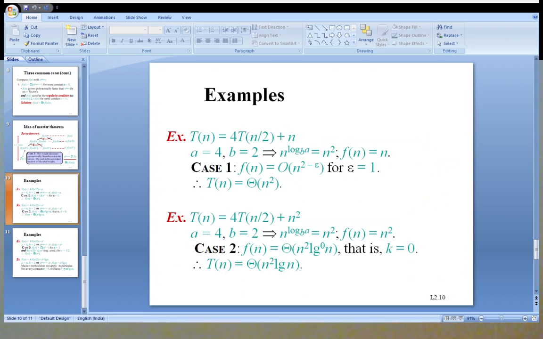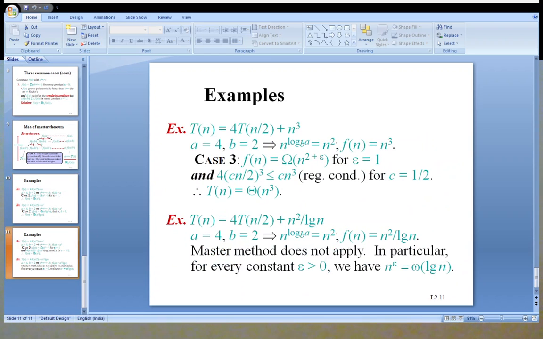Here f(n) is equal to n cube. So f(n/2) is equal to (n/2) cube, which is n cube by 8. So with a equal to 4, 4 n cube by 8 means n cube by 2 should be less than or equal to c f(n), which is c n cube. The n cube terms cancel out.